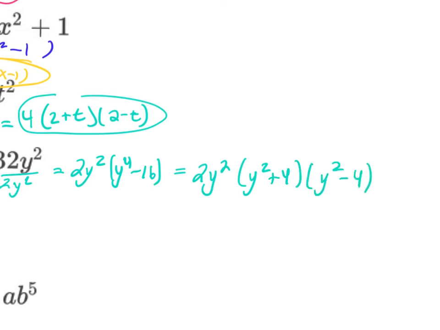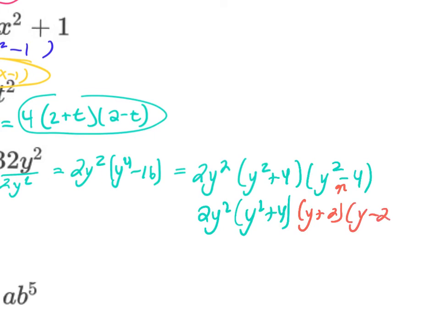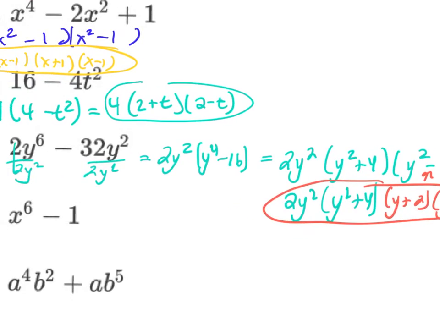And now we say, well, wait, can I simplify even more? Yes, you can. You have 2y squared. Y squared plus 4 will not break down any, but this is the difference of perfect squares. So y plus 2, y minus 2. Always, always, always, guys, when you have a binomial, you have to look and see, is this the difference of perfect squares?